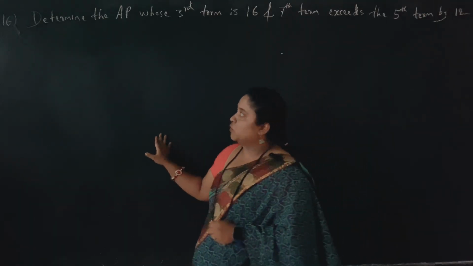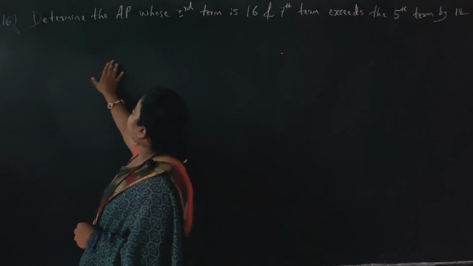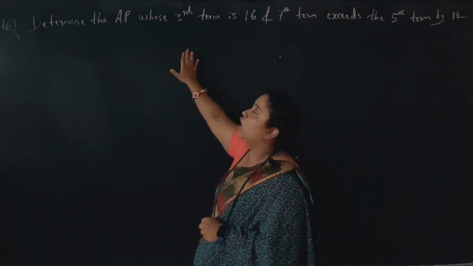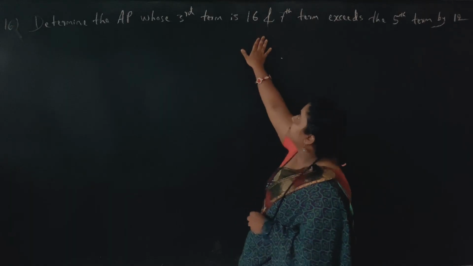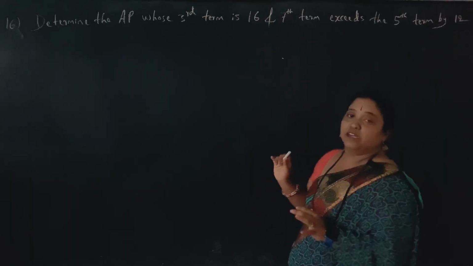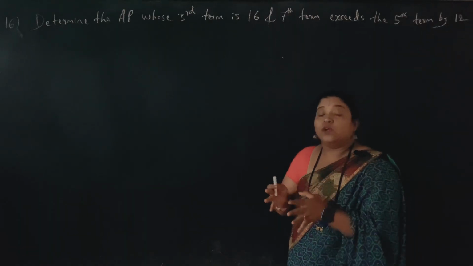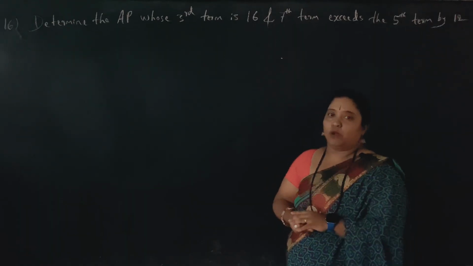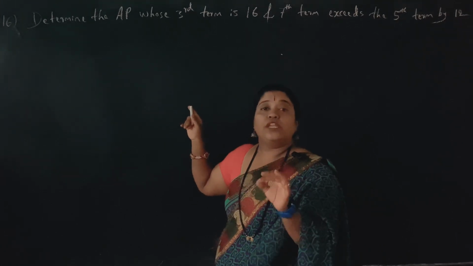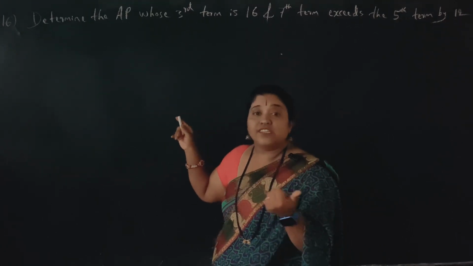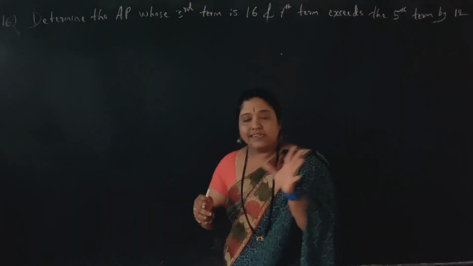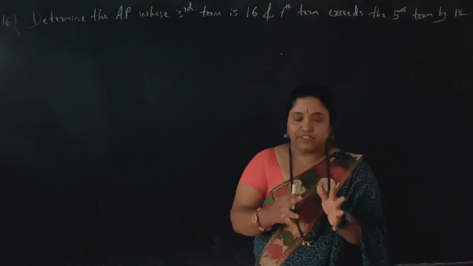What is the 16th question? Determine the AP whose third term is 16 and the seventh term exceeds the fifth term by 12. Split the question and read it properly. What is the question? You need to find an AP. When you need to find an AP, first you need to have the A value and the D value. Then only can you easily write the arithmetic progression.